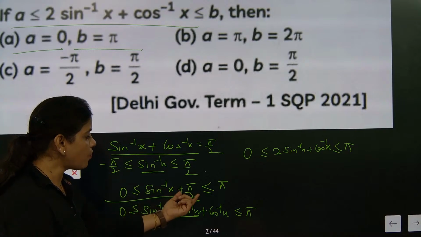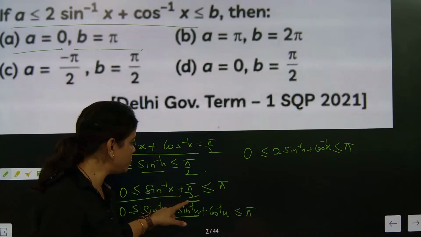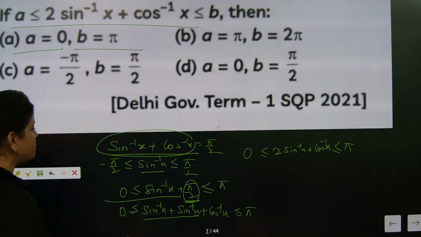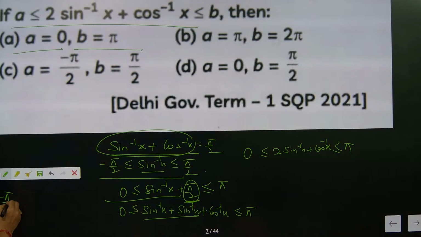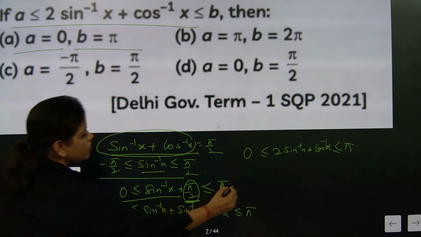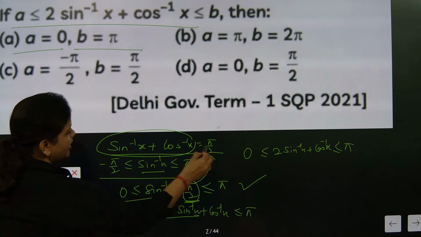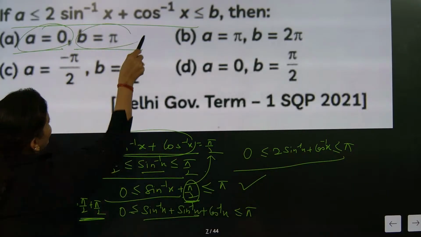Understood or not? So here why I implemented pi by 2? Because you need to understand one simple thing, that this pi by 2 will substitute this value. So this pi by 2 what I have added, that means in this section now, that sin inverse x from minus pi by 2 to pi by 2, we added pi by 2 in all sides. Then it will become sin inverse x plus pi by 2, and here it will become pi by 2 plus pi by 2, which will become pi. Sin inverse x plus pi by 2 here written, and in place of pi by 2 I wrote sin inverse x plus cos inverse x. This gives, so a value is coming as 0 and b value is coming as pi.